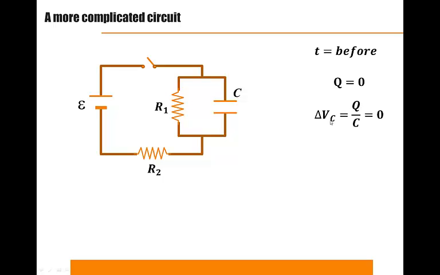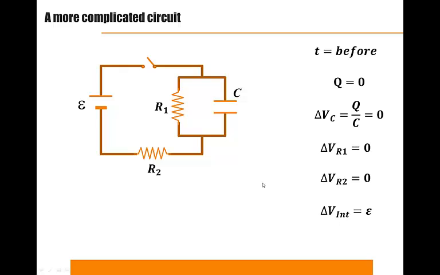So that means the potential difference across the capacitor is 0. If the potential difference across the capacitor is 0, that means the potential difference across resistor 1 should be 0, because they are connected in parallel, to the same points, directly together. So that means the voltage across R1 is 0. Now, because this switch is open, there is no current, so there is no current through R2. That means the potential difference across R2 should be 0 too.